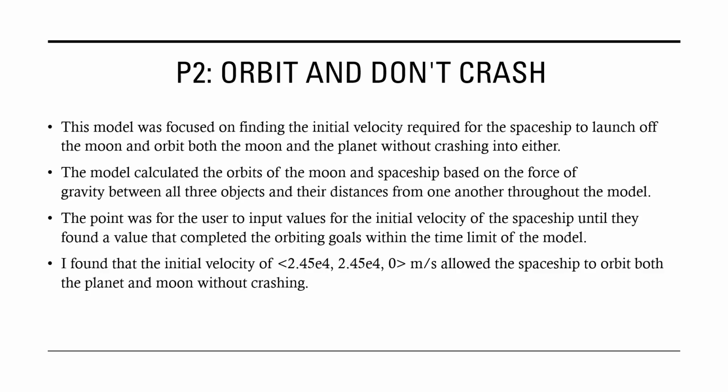The point was for the user to input values for the initial velocity of the spaceship until they found a value that completed the orbiting goals within the time limit of the model. I found the initial velocity of 2.45 e to the 4th in both the x and y component in meters per second allowed the spaceship to orbit both the planet and the moon without crashing.